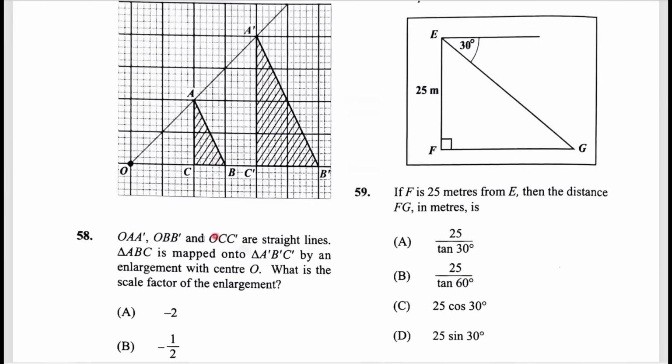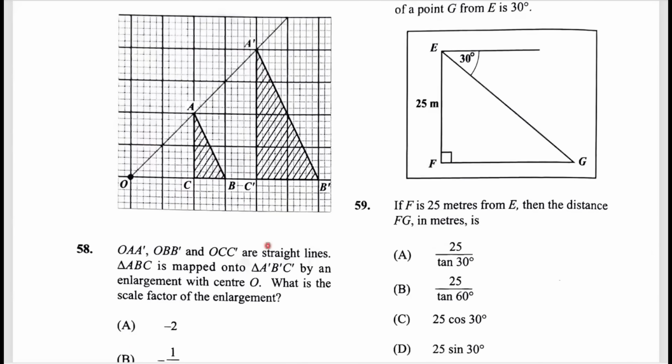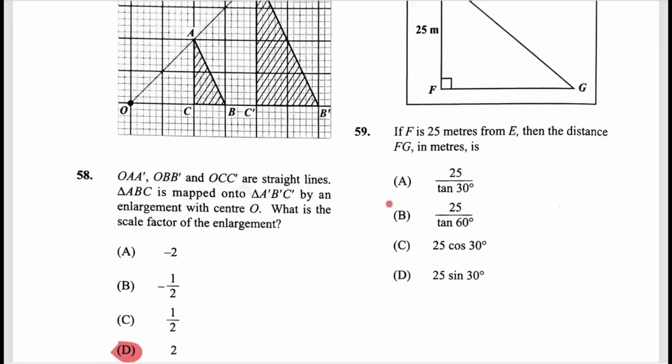58. What's the scale factor of the enlargement? If this is 2 blocks and this is 4 blocks, 4 over 2 will give you 2. And it's not minus 2 because it's an enlargement, not a shrink. It's not shrinking. So that's D as in dog.